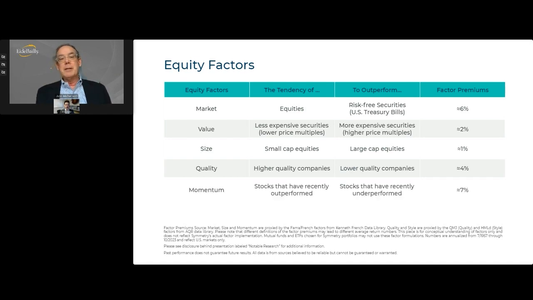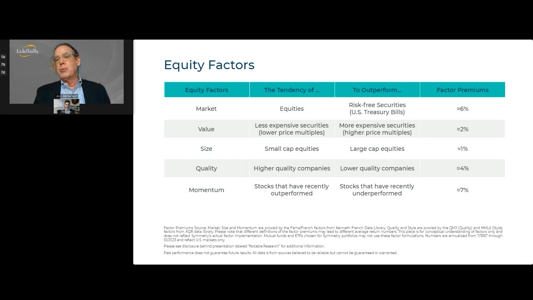Then we have momentum that I mentioned earlier: stocks that have outperformed recently, where recently is defined as the last 6 months to a year, tend to continue to outperform stocks that have recently underperformed. That's a very large premium of about 7%. One thing to take into consideration with these premiums is they don't take into account transactions costs. While you can earn the market risk premium very, very cheaply with an ETF, momentum is not as easy to attain. It has a lot of turnover and transactions costs associated with it.